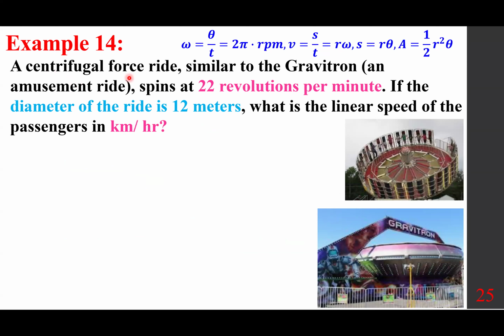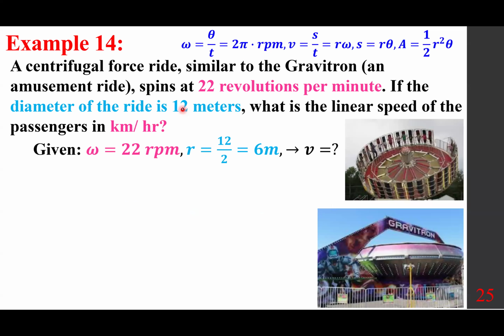A centrifugal force ride, similar to the Gravitron amusement ride, spins at 22 revolutions per minute. If the diameter of the ride is 12 meters, what is the linear speed of the passengers in kilometers per hour? So first and foremost, what is given? As you read the question, this is omega, 22 RPM. R is 12 divided by 2, 6 meters.